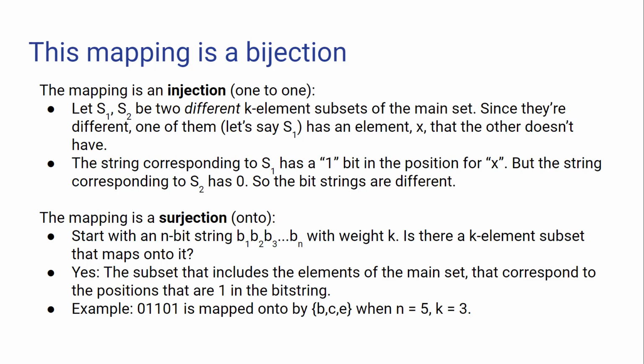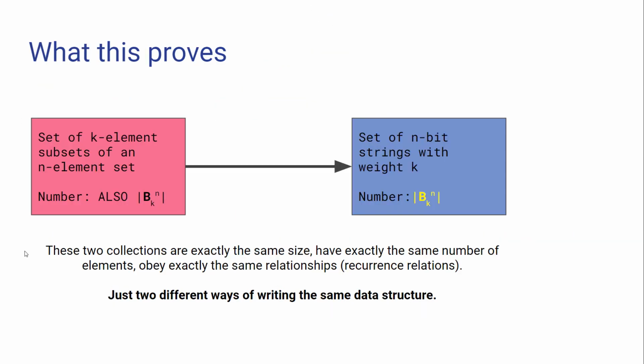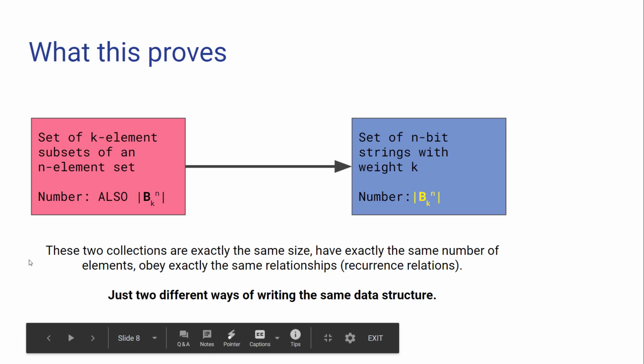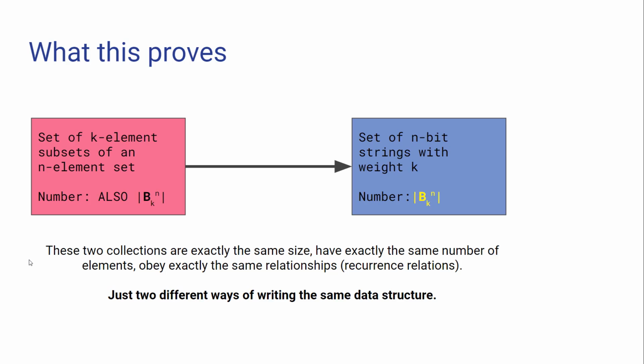So what this proves is that the collection of k-element subsets of an n-element set and the collection of n-bit strings of weight k are in a very deep sense the same. They have the same number of elements, namely this number, n choose k, and importantly, they obey the same relationships with each other, especially the recurrence relation that we built up in the last video. There are really just two different viewpoints or expressions of the same data structure, and we can represent one with the other.